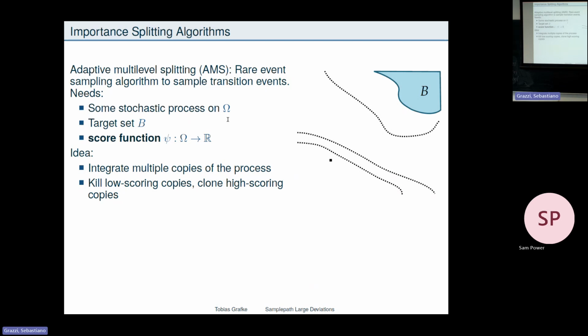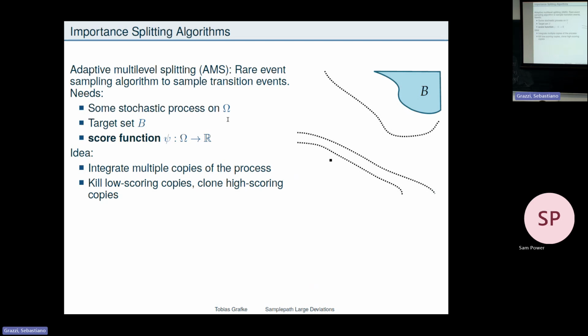So this is my space omega. I have some stochastic process on omega, and I have a target set B that I want to hit. And crucially, the biggest ingredient in this algorithm is that I postulate I have a score function psi that maps from my configuration set into the reals, such that, and the dashed lines are supposed to be isolines of this psi, such that this allows me to somehow intuitively judge how close I am to B. So psi becomes higher the closer I am to B, so that I can somehow rank my configuration in terms of if it is doing what I want or not.